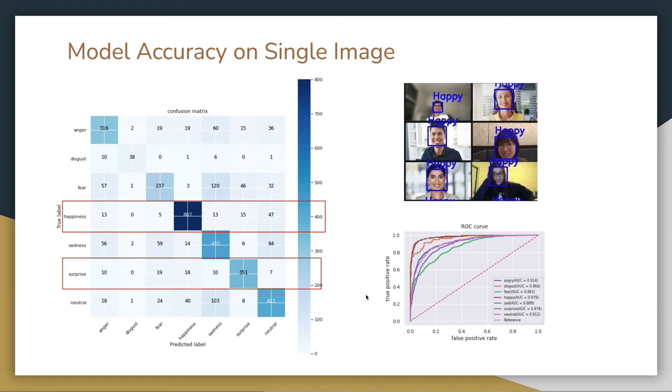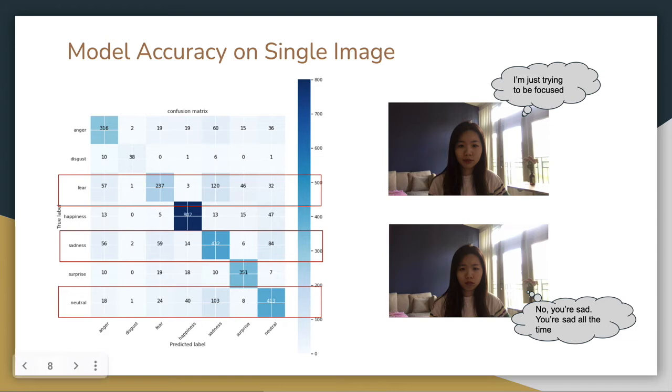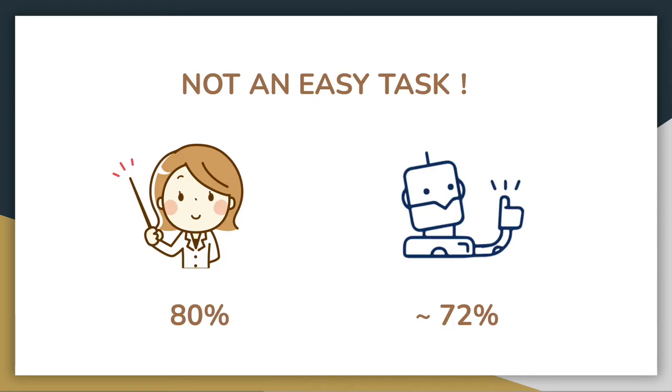Our model actually did a pretty good job in detecting happy and surprised faces, but a slightly poorer job on detecting fear, sadness, and neutral. One thing to keep in mind, this is actually not an easy task. So remind yourself of the previous exercise. Isn't it hard to recognize the difference between sad, fear, and neutral, even for us humans? Actually, according to research, on average, humans can only achieve 80% accuracy on this facial recognition dataset, which is just a slight improvement over our model accuracy.